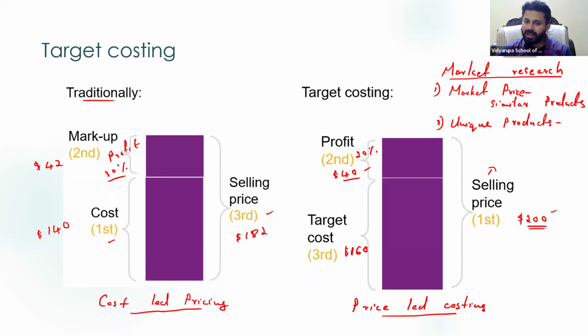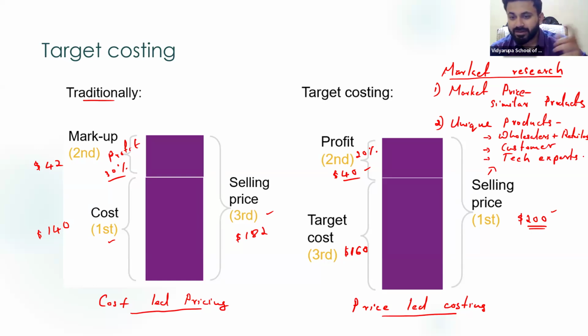In that case, we'll do much more market research. We'll take opinion from wholesalers and retailers, because they are interacting with the customers. We can also directly reach out to customers through the internet and all. And the last one, tech experts, technological experts. In other terms, your normal term, the reviewers.